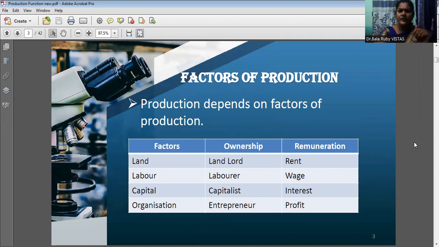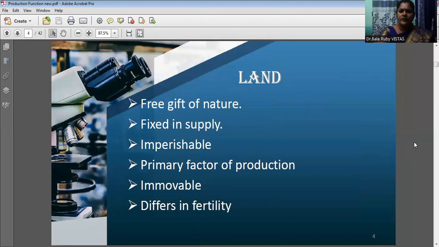At the same time, if you see the remuneration, I am using your land. What is the remuneration you are receiving? The remuneration is rent. Similarly, I am using some other laborers' labor. For their work, I have to pay some wages. So, wage is the remuneration for labor. Interest is the remuneration for capital. Profit is the remuneration for the organization. Now, let us discuss the main features of land, labor, capital, and organization.